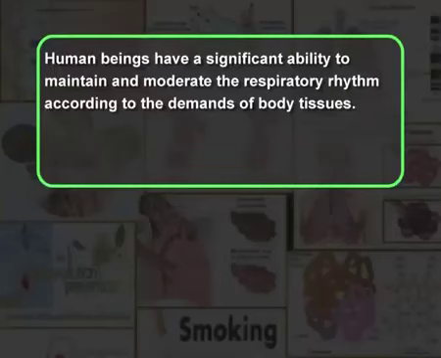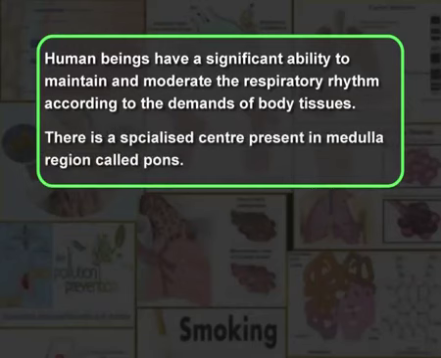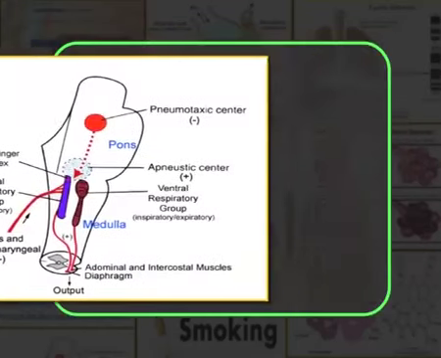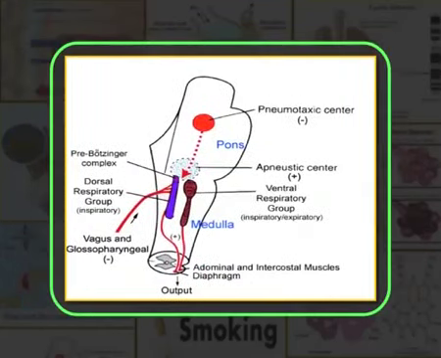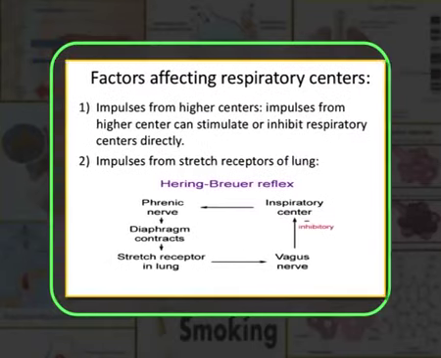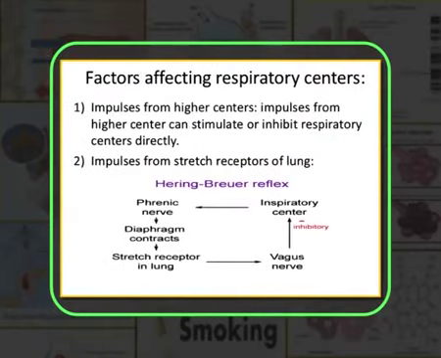Now, human beings have a significant ability to maintain and moderate the respiratory rhythm according to the demands of body tissues. Now, there is a specialized center present in the medulla region, which is called the pons. You can see it in the diagram. Now, factors affecting respiratory centers.